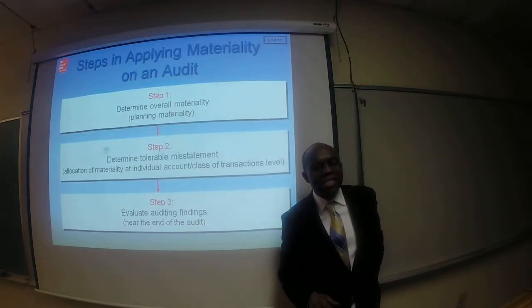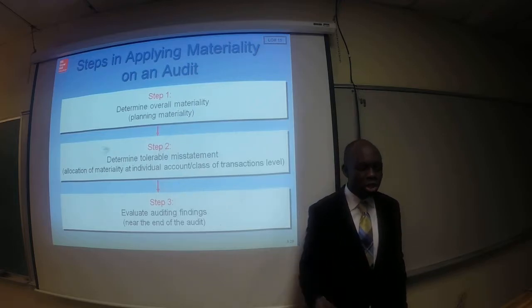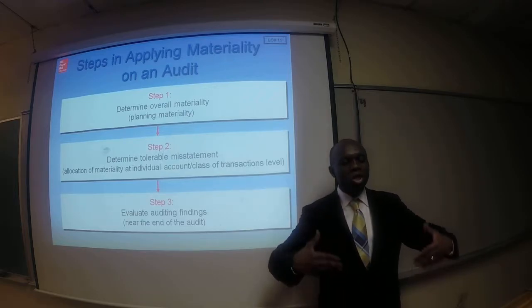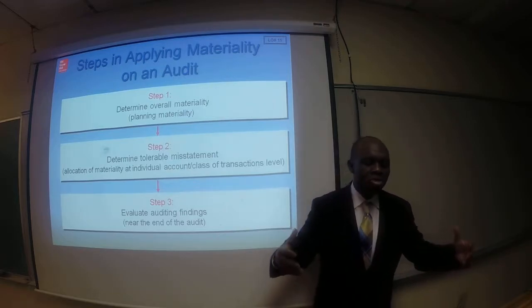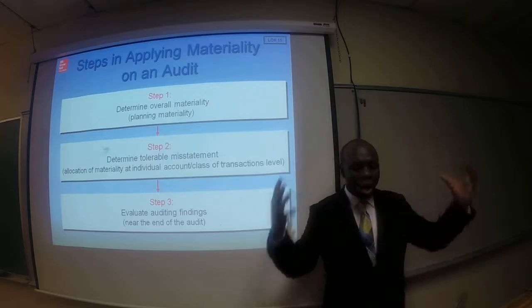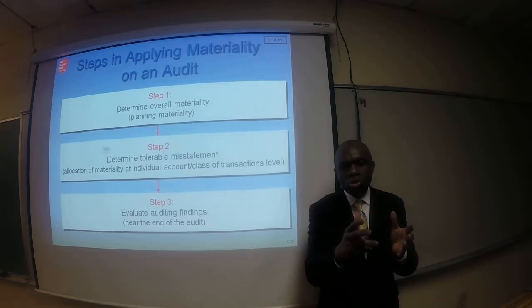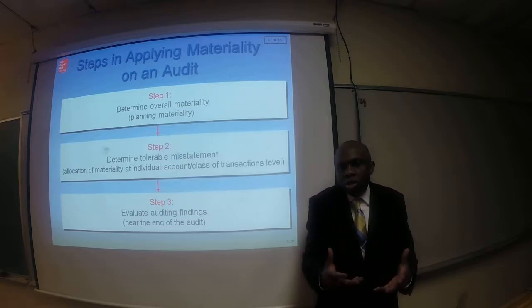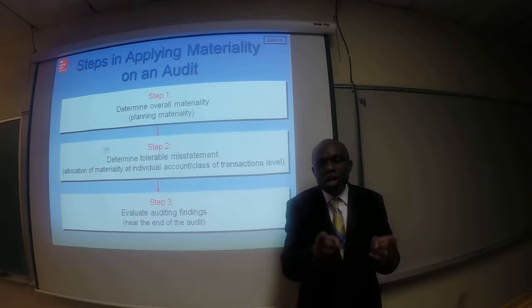So moving along, let's take a look at the steps in applying materiality on an audit. We have 3 steps here. Step number 1, from the outset, we need to determine the overall materiality. That means overall materiality for the financial statements as a whole. So we need to establish that from the get-go, from the outset. Why? Because we are being asked as auditors by generally accepted auditing standards to plan and perform our audit to obtain reasonable assurance that the financial statements are not materially misstated.